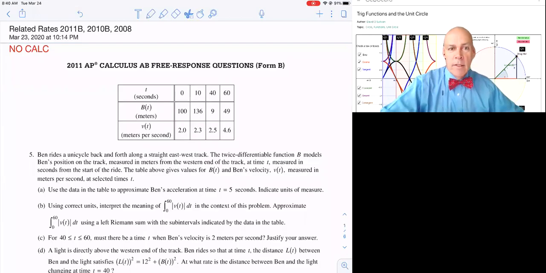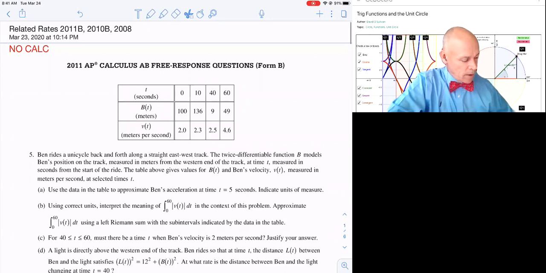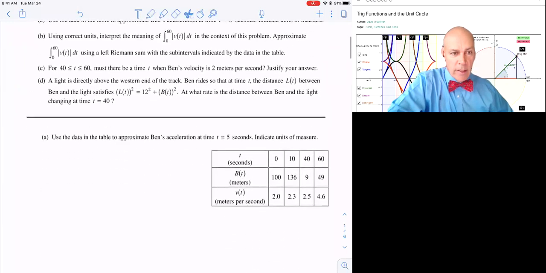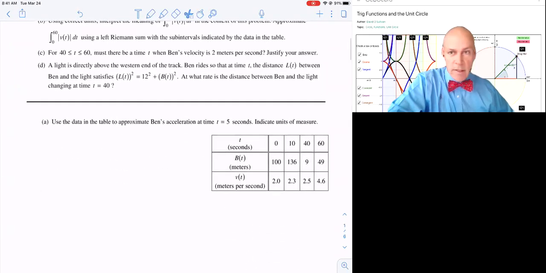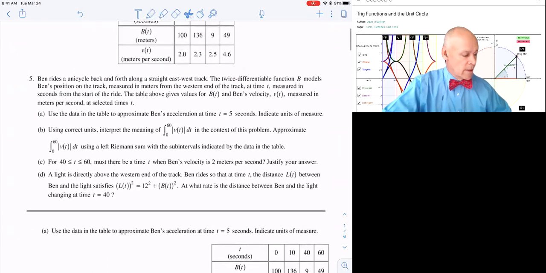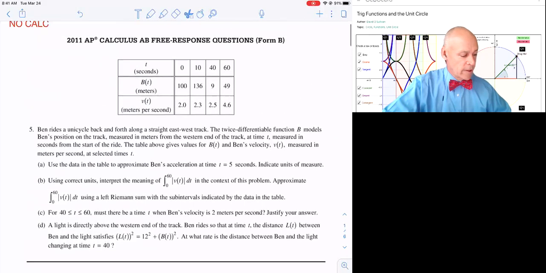Hey, we're going to continue talking about related rates problems. The example for this problem set is the 2011 Form B problem, number 5. You're asked to do 4 things, and the related rates problem is part D. We're going to give a review of the other topics in A, B, and C. So let's go ahead and dive in.